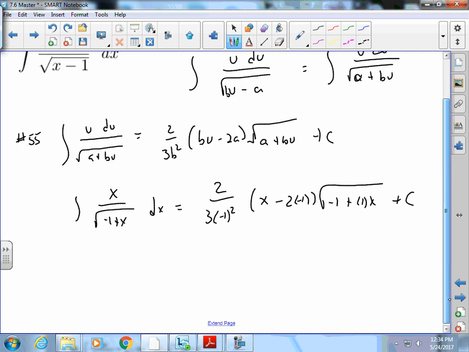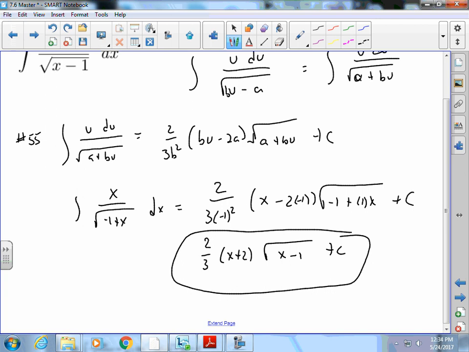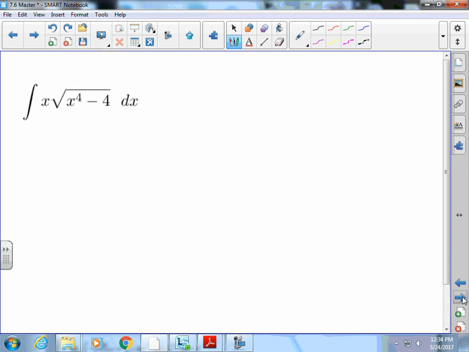I can clean this all up now. 2/3 x plus 2, square root of x minus 1, plus a constant. And again, all we're doing is plugging and playing. We're looking for what we have. It's all about pattern matching. So we're looking at that.